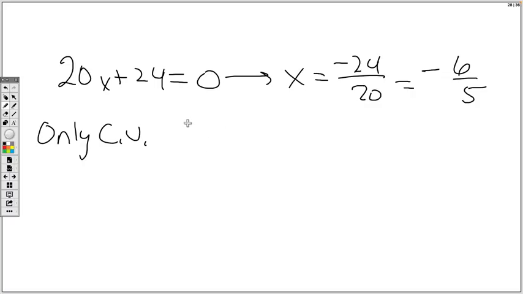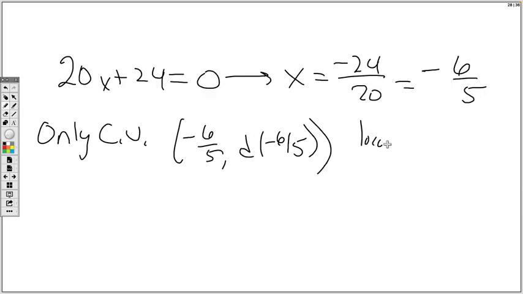So the question is, is this thing a local max or a local min? Now, on the last two examples, the second derivative was easy enough to get, and we could just take the second derivative, check concavity, and we're done. You follow?